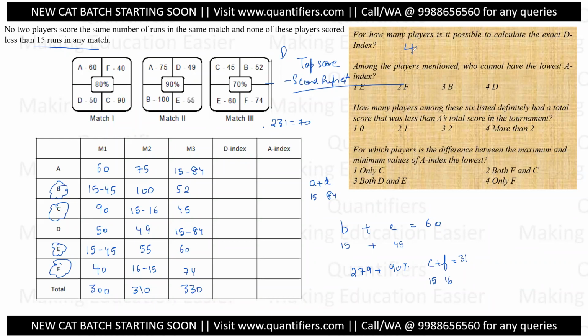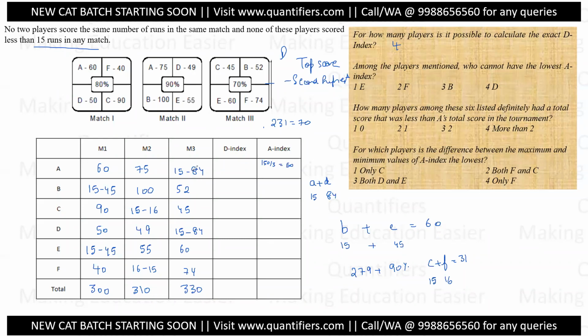So for 4 players, I can actually calculate the D index. Is that clear? All right. So the answer to the first question is 4. Right? Okay. Now let's talk about A index. Now I need ranges for everything, as it is given to me. Now when I talk about the ranges for everything, what are the various values that you are getting? The various values that you are getting for A, 60 and 75, 135 and 15, 150. So A is 150. That is 50. All right.